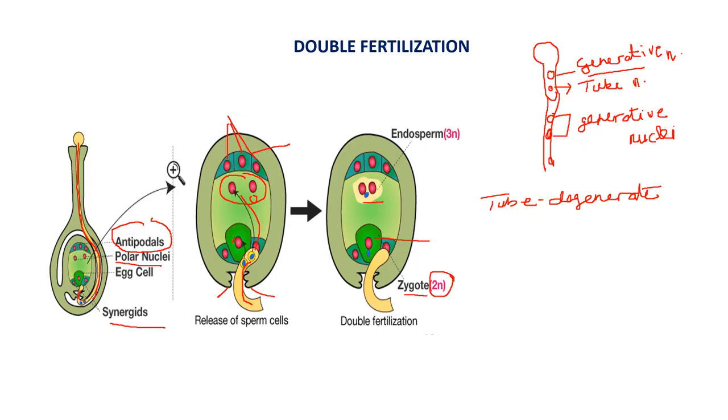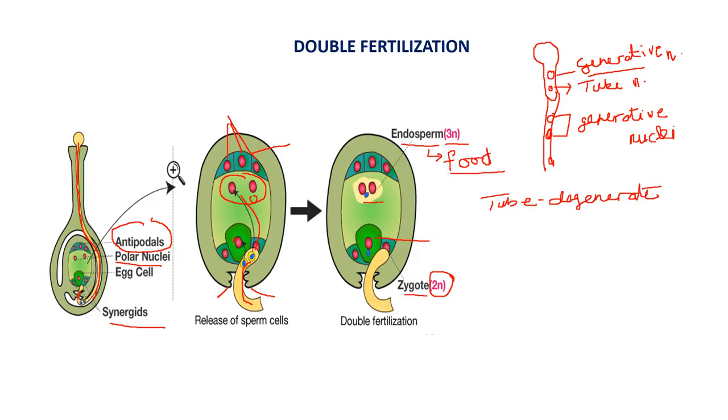This is called endosperm, right? This endosperm is 3n. Why is it 3n? Because there are 3 nuclei present in this, right? So this is going to form endosperm. Now what is endosperm in very common language? It is food for the developing embryo, not fetus. This is food for the developing embryo. It provides nourishment to the developing embryo, right?